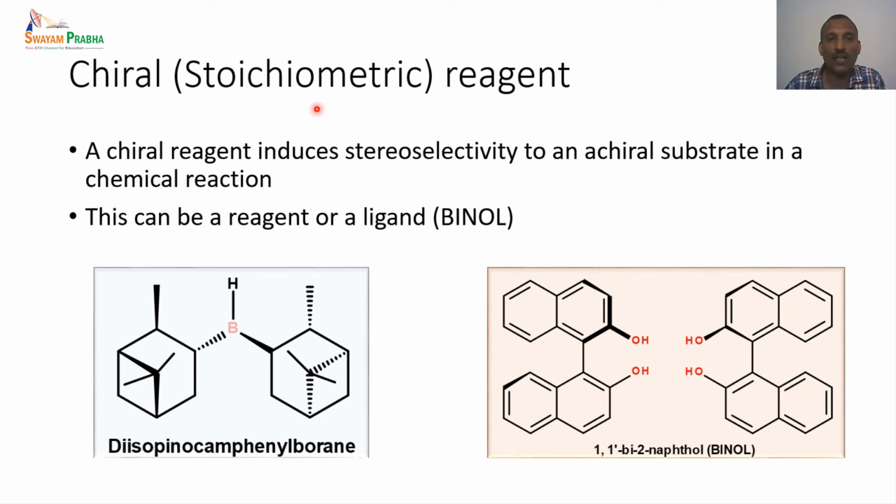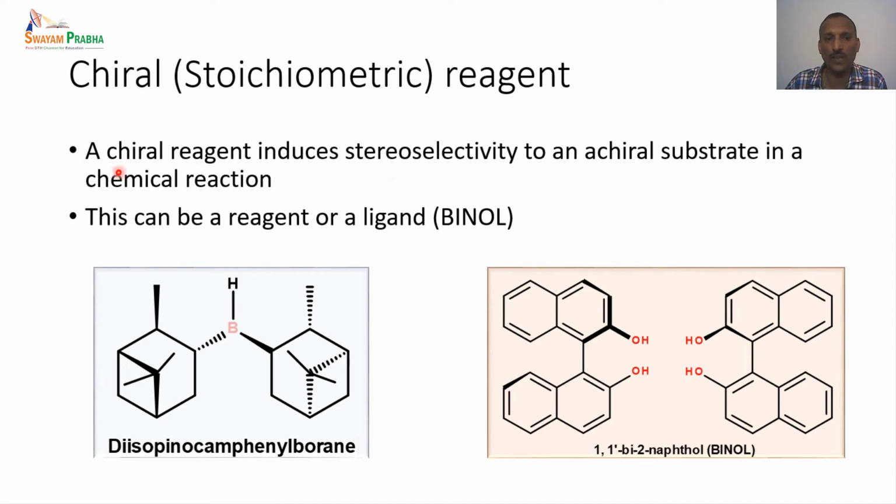The next one is a chiral reagent. In this particular case, we will be looking at stoichiometric reagents. That means we are not talking about the catalyst, we are talking about the reagent. Here a chiral reagent basically induces stereoselectivity to an achiral substrate in a chemical reaction. We have already seen earlier that an achiral system cannot give a chiral product if no chiral induction or chiral reagents are used in that reaction.